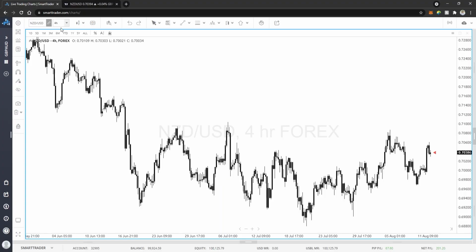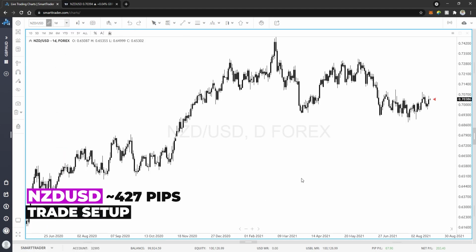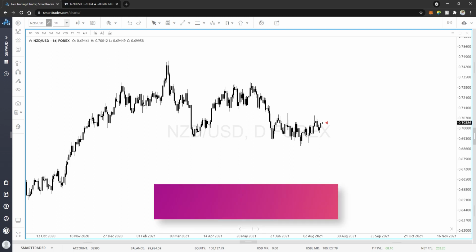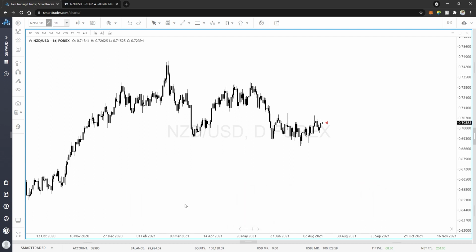But today we're gonna go over a pair. Let's take a look. All right, so I have pulled up on Smart Trader NZD USD. I'm gonna take a look at this one. I don't think I have ever done a markup of this pair on this channel, but I am going to take a look at it today.